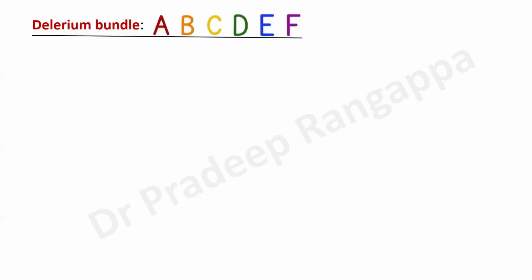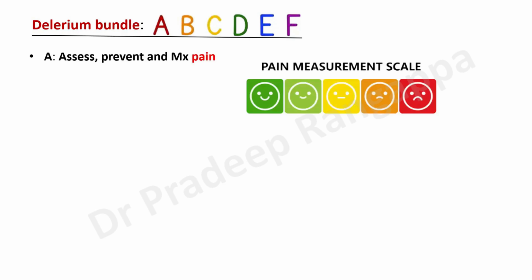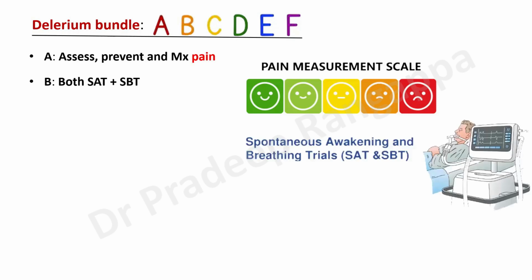For the last slide, I'll talk very briefly about the delirium bundle that could be adopted in the ICU for assessing and approaching the case of delirium. As I said, I won't talk about treatment. Treatment, I will talk about, along with all the trials, in another video. So here I'll just talk about the delirium bundle. It goes with the acronym ABCDEF. A stands for assessment of pain, prevention of pain, and pain management. Assessment, prevention and management of pain go a long way in preventing delirium.